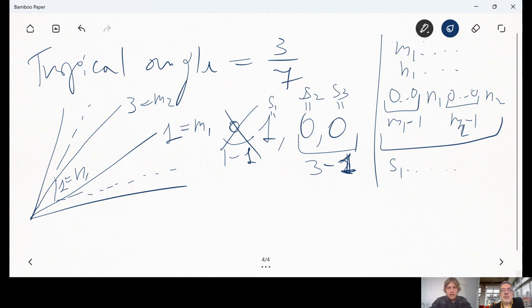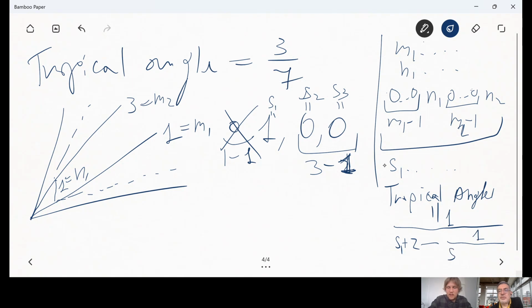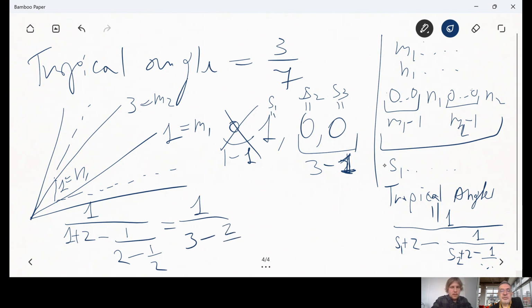And so the recipe I tell you is that the tropical angle is equal to the following chain fraction. You start with 1, you divide by s1 plus 2, and then surprisingly minus 1 over s2 plus 2, again minus, and etc. So here in particular, you should write 1 over 1 plus 2, because this one is 1. Then minus, then you write 2, because it was 0, then minus 1 over 2. So 1 over 3 minus 2 over 3 will be equal to 3 over 9 minus 2, which is 3 over 7.